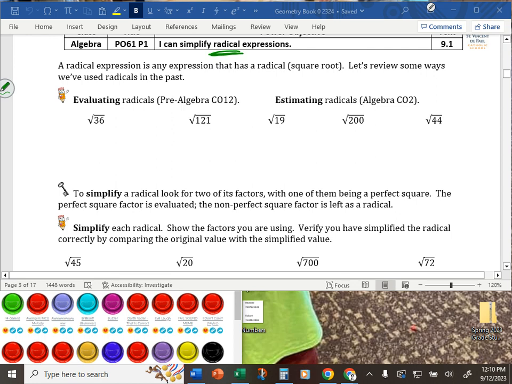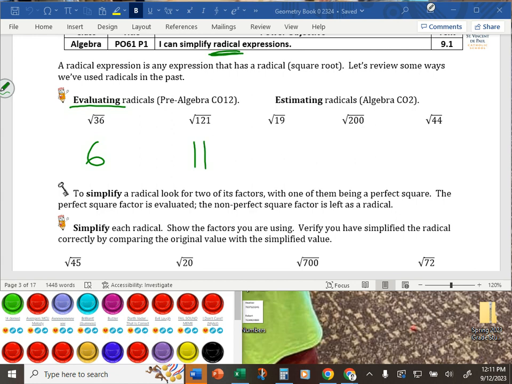And the experience you've had with these before, if you think all the way back to pre-algebra, your 6th grade year, you learned how to evaluate them, which is simply, what's the answer? What is the root of 36? 6. And why is it 6? Because 6 times 6 equals 36. The definition of a radical is what times itself equals, in this case, 36. That would be 6 times 6. What is the root of 121? 11. Because 11 times 11 is 121.